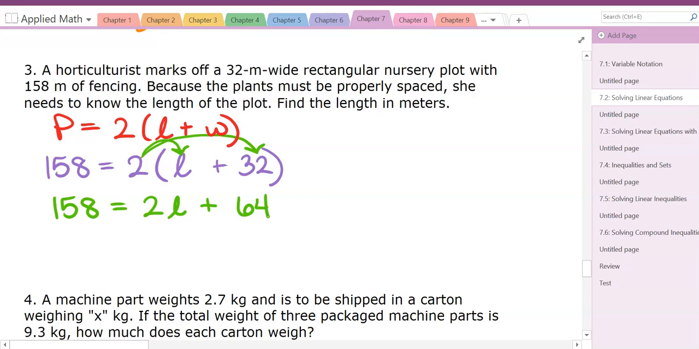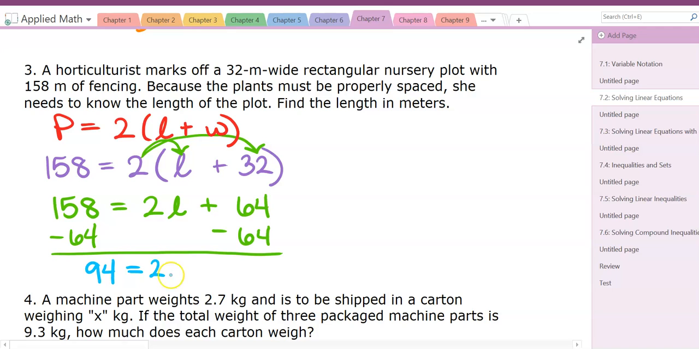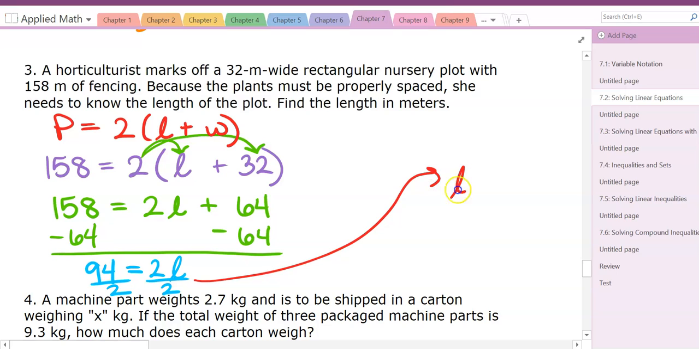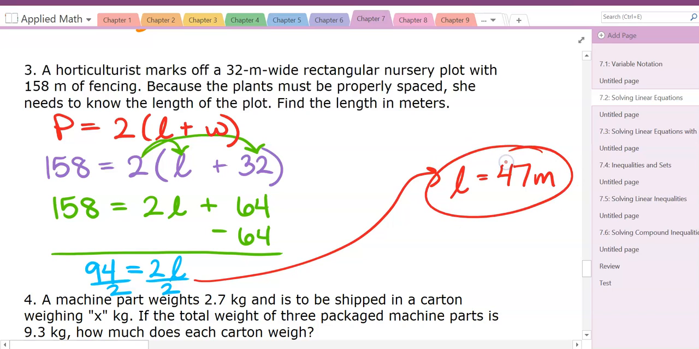Now it looks like an equation like we saw before. We just don't have an x. We have an L that we're solving for. So I'm going to start by subtracting 64. So 158 minus 64 leaves me with 94 equals 2L. So I divide by 2. I'm going to bring this over here because I'm running out of space. My length then is going to be 47, and that would be meters. A good way to check that is to take 47 plus the 32, multiply by 2 to make sure that you get that 158. Make sure that it works out with our perimeter equation.